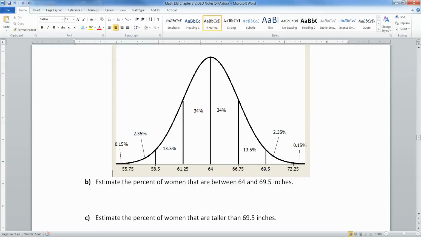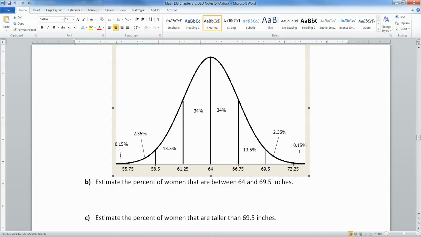So 64 plus 2.75 gets you 66.75. 64 minus 2.75 gets you 61.25. Exactly the same distance. And you need to draw it as such. And then this next section has to be exactly the same distance again. So take 66.75 and you add 2.75 to it, you're going to get 69.5. That distance from left to right is exactly the same distance as 64 to 66.75 right here. That's because each section is one standard deviation.